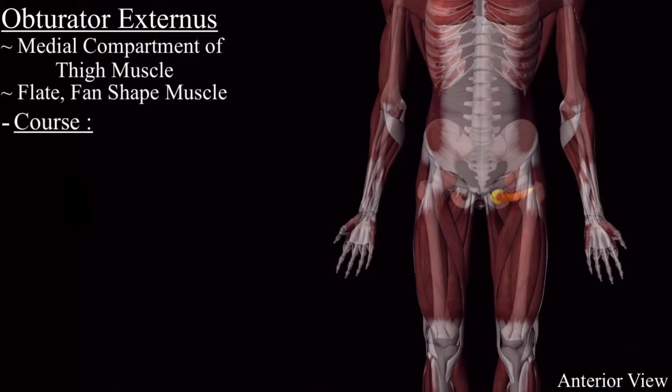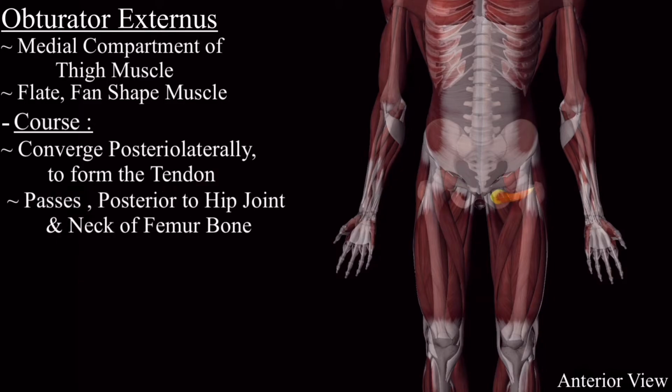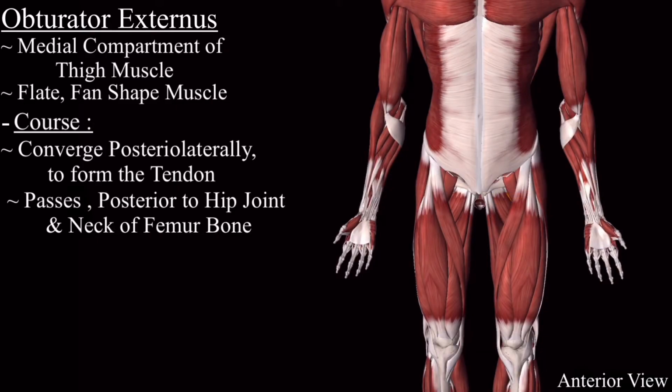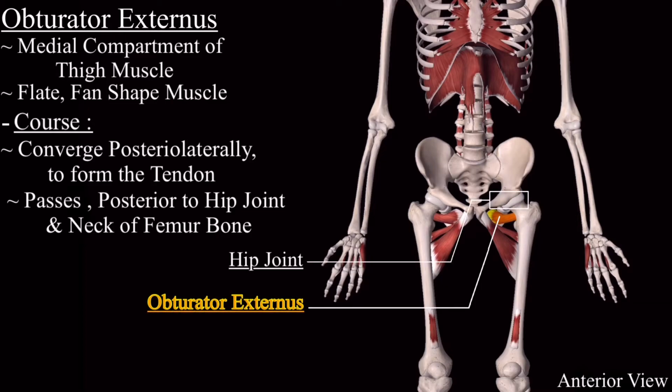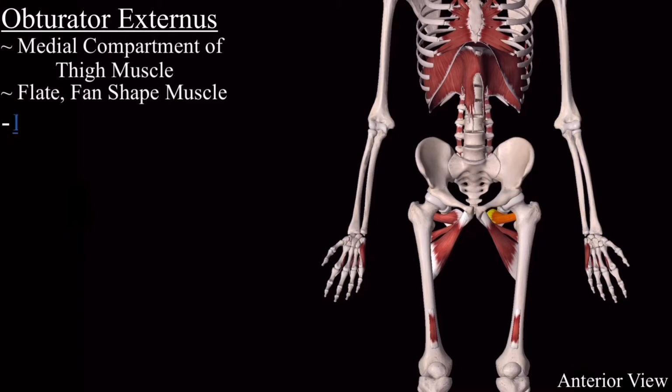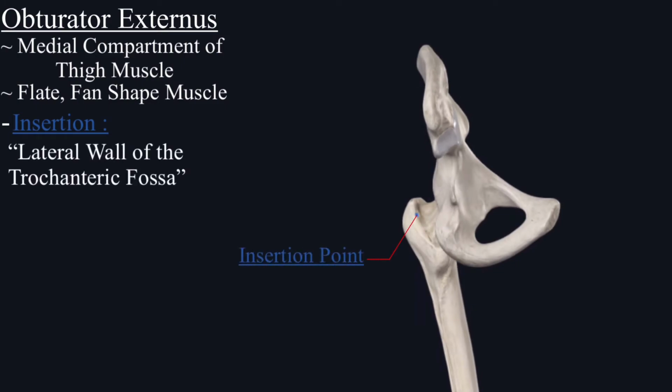After origination, the muscle fibers converge posterolaterally to form the tendon, which passes posterior to the hip joint and neck of the femur bone. As you can see, obturator externus muscle passes posterior to the hip joint. Next is the insertion. It is inserted on the lateral wall of the trochanteric fossa. Now to make it easy, we will simply say that it is inserted on the trochanteric fossa.